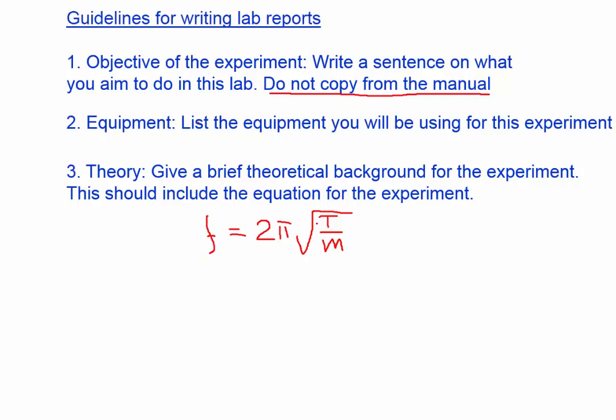Now, in this case, you change T. T stands for the tension on the wire, and F stands for the frequency of vibration of the wire. When tension is changed, the frequency changes as well. Therefore, T is the independent variable and F is the dependent variable. Now, you don't have to write it here, but you have to make a statement on that later on.